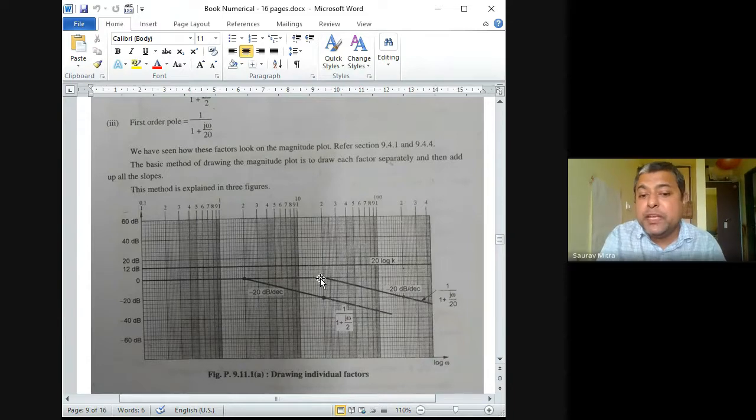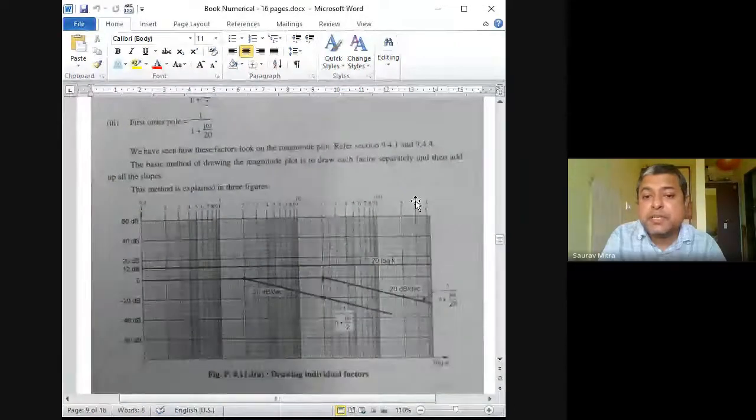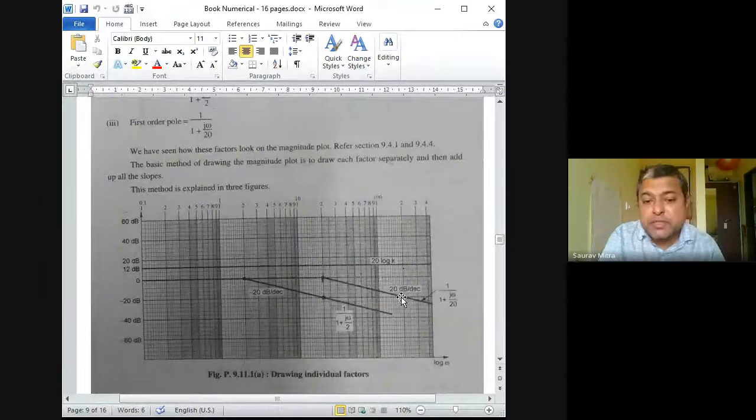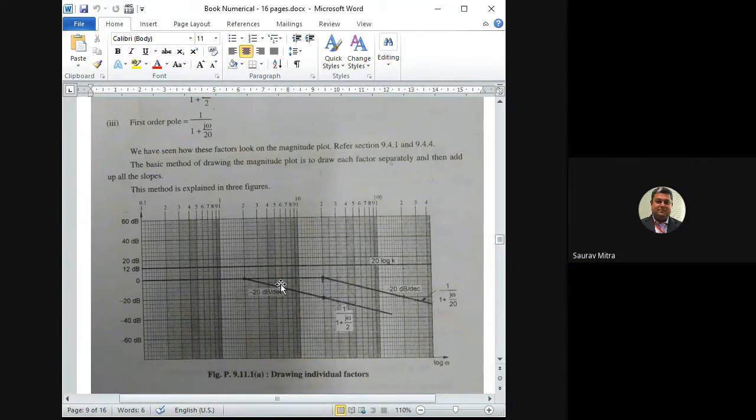So this point is 20 comma 0. What will be its 20 dB per decade negative? So 20 will go to 200. So this is a 200 point. See here it is 100. So this is 100, this 2 is 200, this 3 is 300. So next point will be 200 comma minus 20. So this point is actually 200 comma minus 20. So for 2 comma 0 it was 20 comma minus 20, and for 20 comma 0 it is 200 comma minus 20. So you extend it, join and extend.